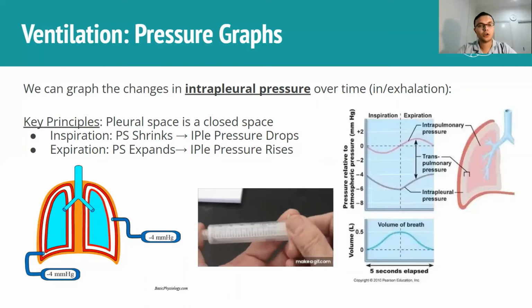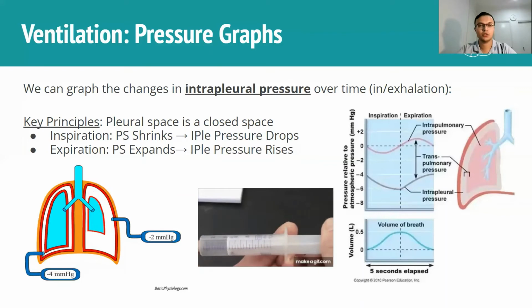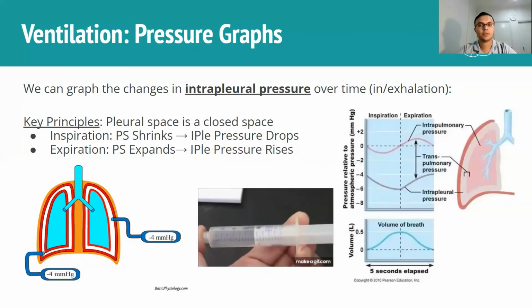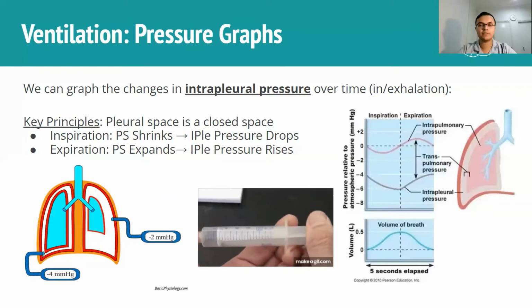And so that's sort of what's happening here as well. And it points out an important role that the pleura plays in making sure that the lungs return to their original expanded state following the end of inspiration, following the end of expiration.